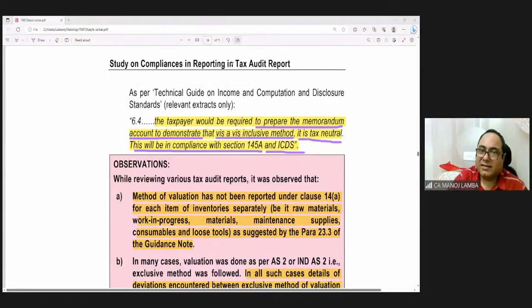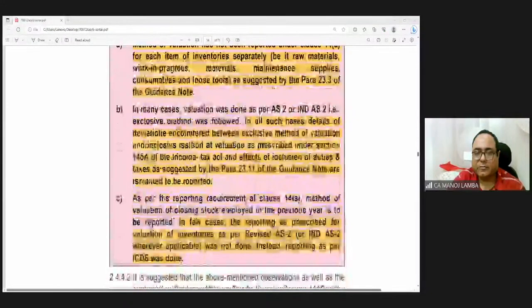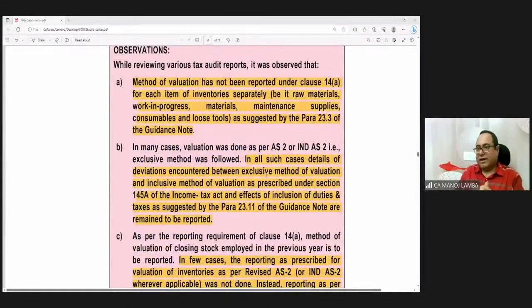And now what is the Taxation Audit Quality Review Board saying? The valuation observation of Taxation Audit Quality Review Board. Number one observation: method of valuation has not been reported under clause 14 sub-clause A of each item of inventory separately, be it raw material, work in progress, material, maintenance, supplies, consumable, loose tool. For every item of inventory, you have to give a separate report.